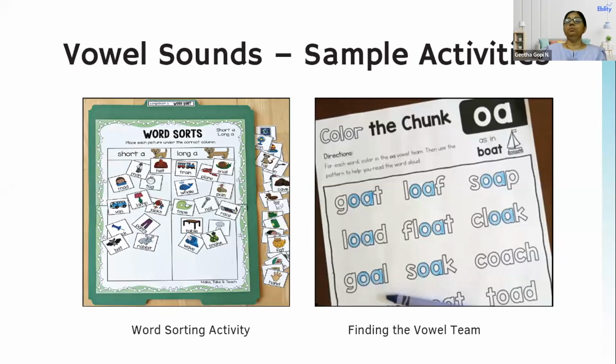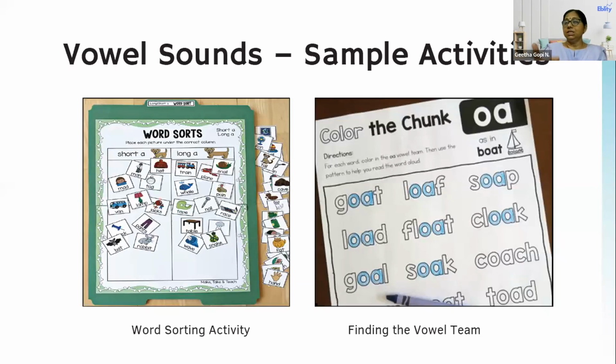You can also give an activity like finding the vowel team, where the child has to highlight the certain vowel team that is making that particular long A, long O sound. So for example, in this worksheet, they're focused on the long O sound as an OA combination.